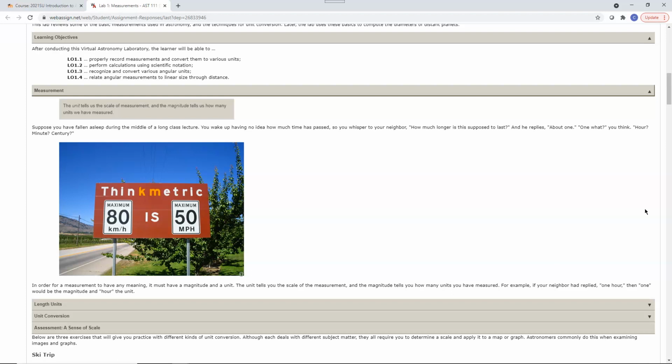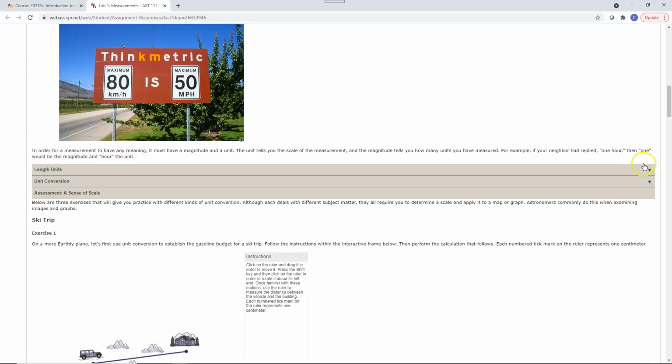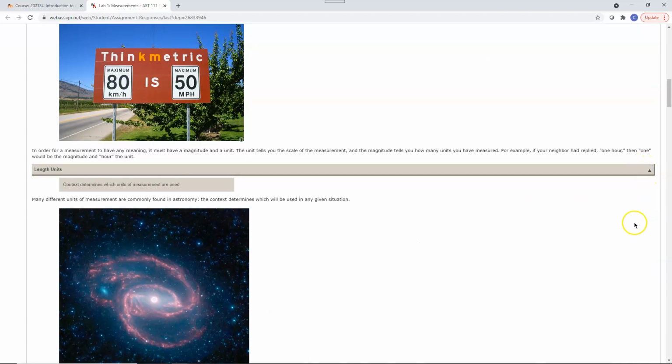In order for a measurement to have any meaning, it must have a magnitude and a unit, and that unit in this case is going to be the meter. It says here, for example, if your neighbor replied to how many units you measured, 1 hour, then 1 would be the magnitude and hour would be the unit. So 1 hour or 2 hours, you know what those things are. Well, here in this exercise, we'll be looking at different things, especially length and size.